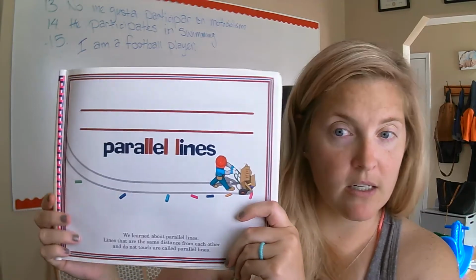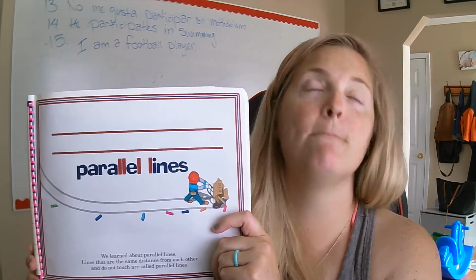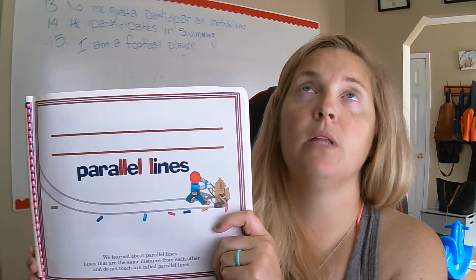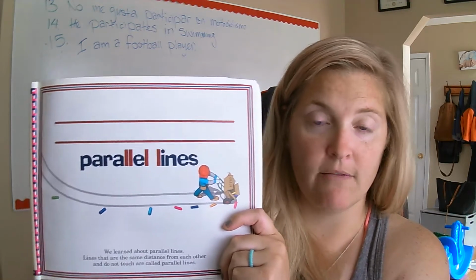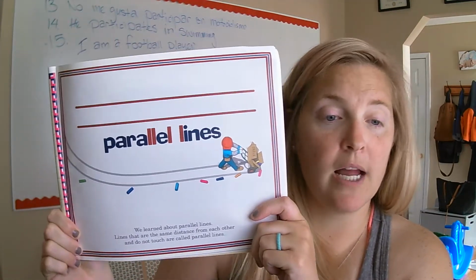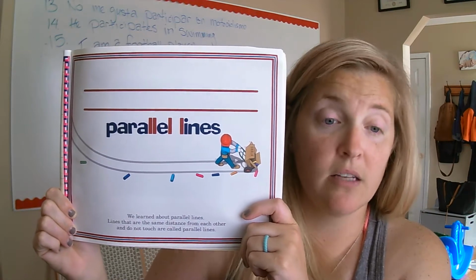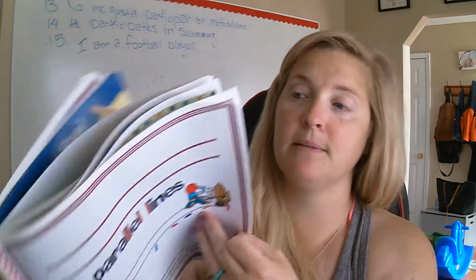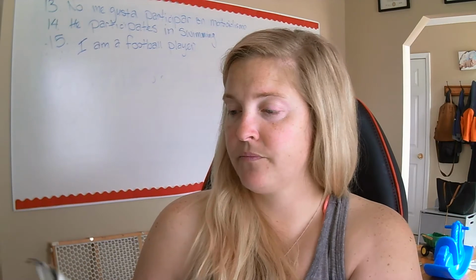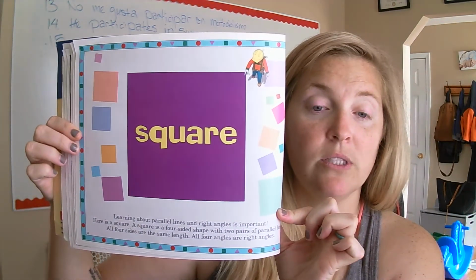Parallel lines. We've talked about this whenever we went over geography, talked about latitude lines, how they never touch. Okay? We learned about parallel lines. Lines that are the same distance from each other and they do not touch are called parallel lines. Learning about parallel lines and right angles is important.